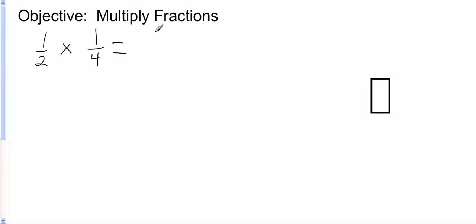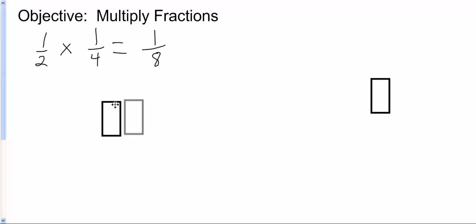1 times 1 is 1, and 2 times 4 is 8. So 1/2 times 1/4 is actually 1/8, which is smaller than both of those numbers. So let's try to figure out why this is. I'm going to try and draw a model of it over here.